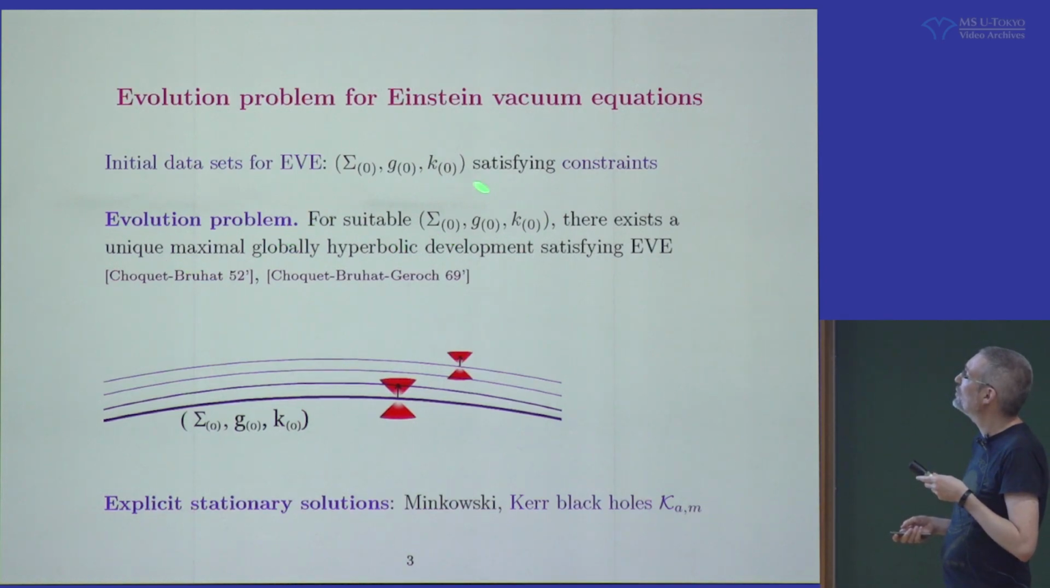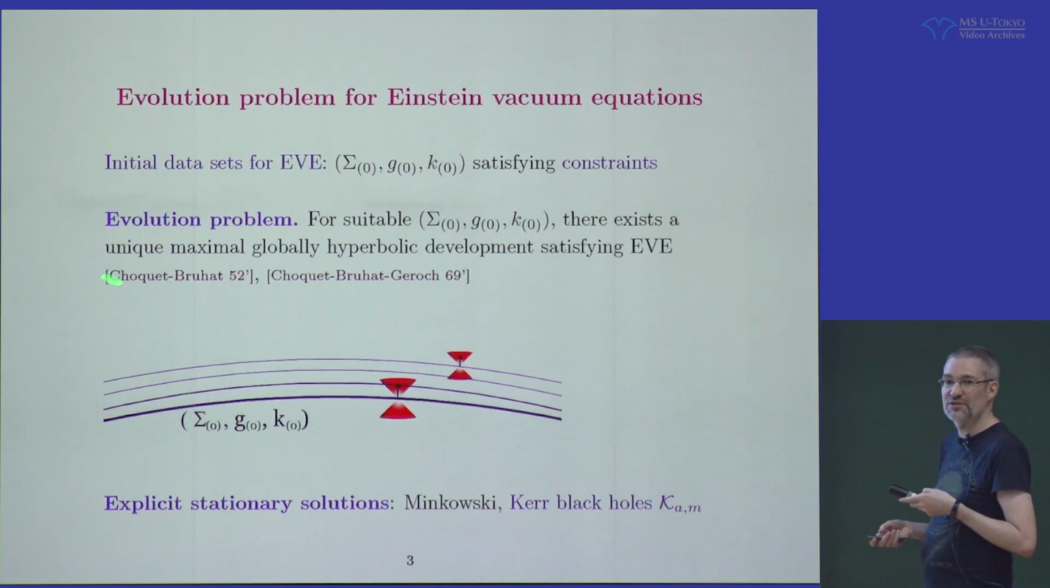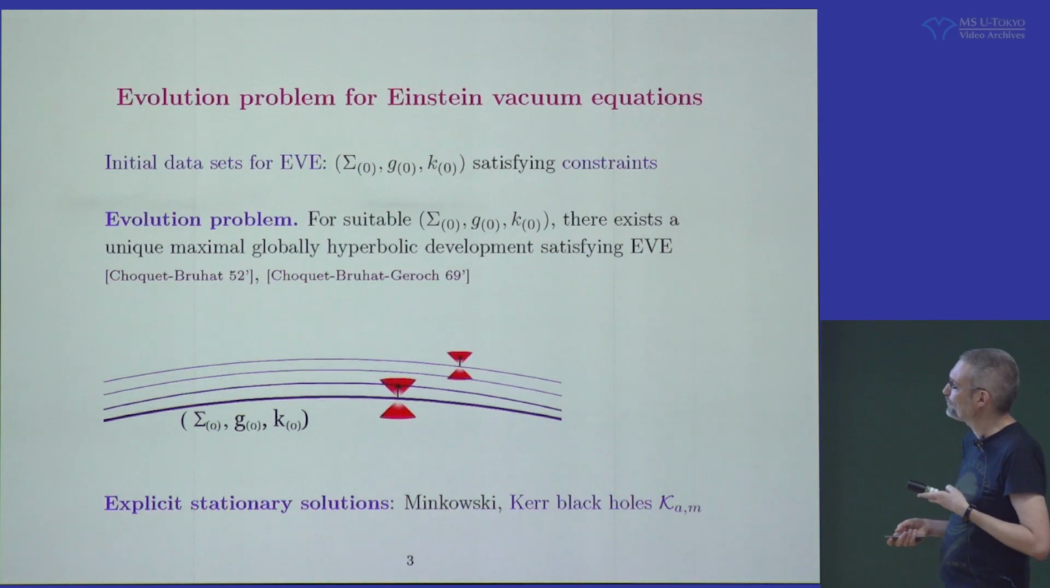So if I give you suitable initial data, then there exists a unique maximal solution to the Einstein vacuum equations. These maximal solutions are usually called globally hyperbolic developments. The statement of existence and uniqueness is the seminal work of Yvonne Choquet-Bruhat, that somehow started the field of mathematical general relativity. And the notion of maximal solution, because of general covariance, is a bit more subtle. This is due to the work of Yvonne Choquet-Bruhat and Geroch.